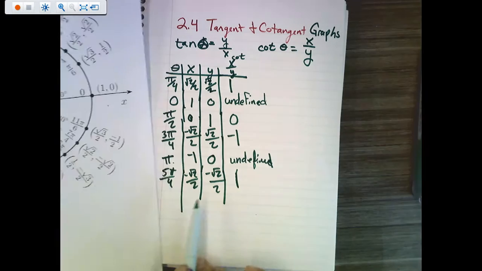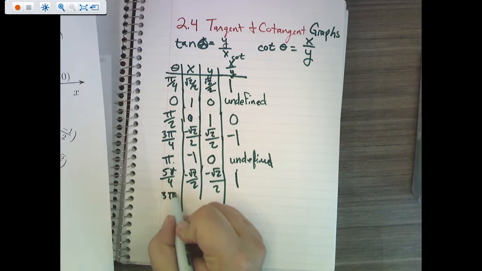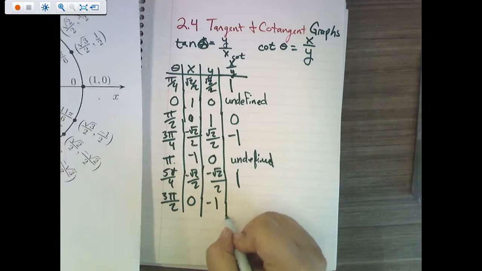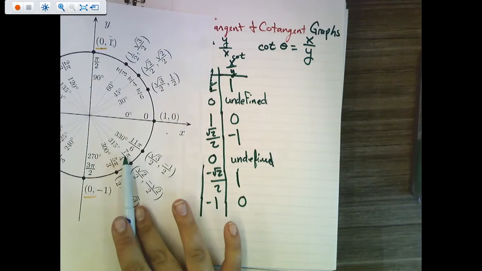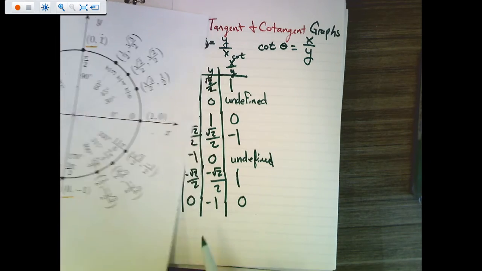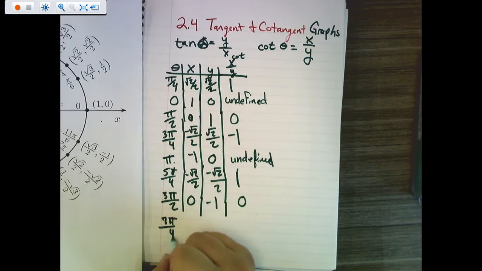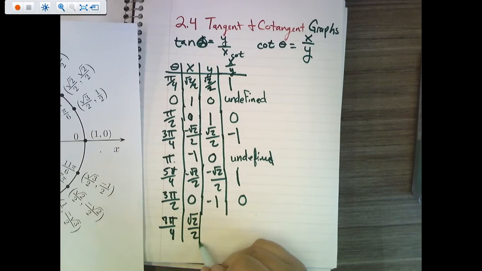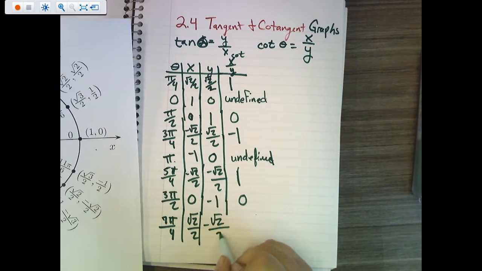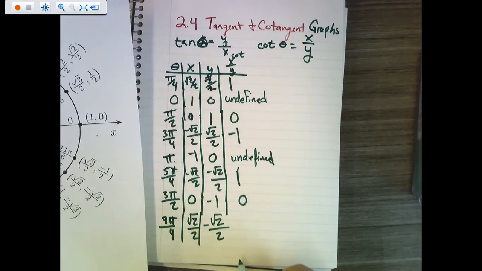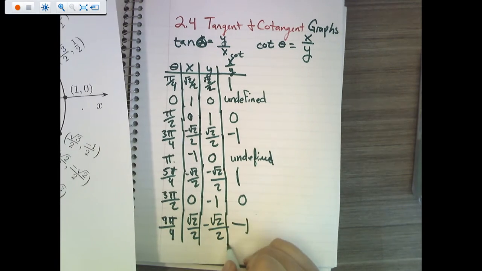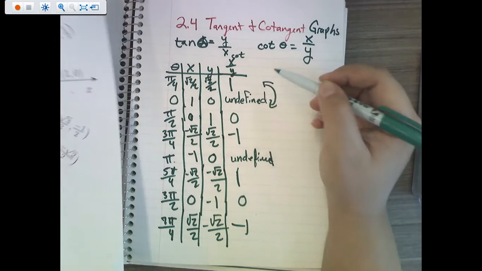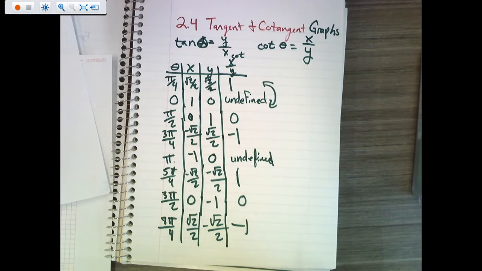So then my next one, I have 3 pi over 2. It's a nice one to look at. I have 0 and -1, so I'm back to 0. And then at 7 pi over 4, I have a square root of 2 over 2 and a negative square root of 2 over 2. Divide those together, get -1. So I have a 1, 0, -1 again. These are kind of flip-flopped. They're gross looking, but I have this pattern repeating.